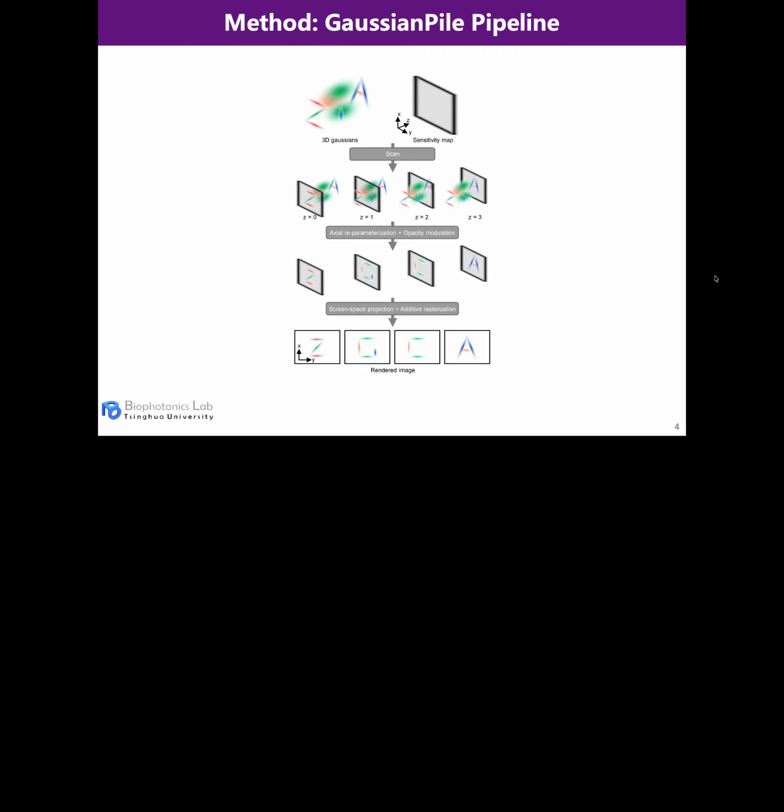Next, we perform axial reparameterization and opacity modulation so that primitives close to the slice contribute more, and distant primitives naturally fade out. Finally, instead of alpha blending for surfaces, we use additive rasterization to form slice intensities. In this way, the same set of Gaussians must explain multiple slices consistently, which enforces faithful internal 3D structure.